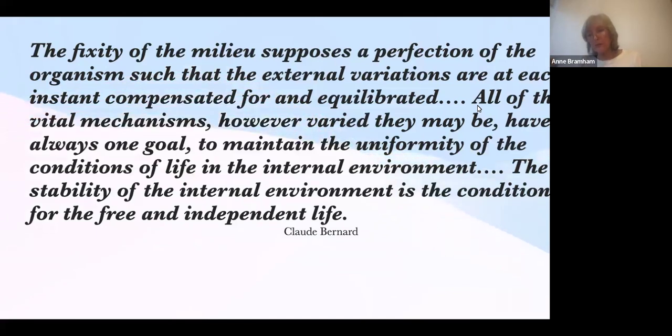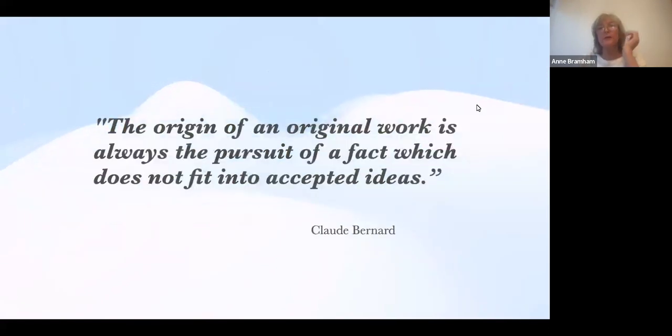So he was looking at the cells and in the liquid in which they bathe and in which they receive their sustenance and their support. He wrote the following. And so he also wrote this, and I had to include this quote because I think it so applies to Emil Vodder. So he wrote, "The origin of an original work is always the pursuit of a fact which does not fit into accepted ideas."